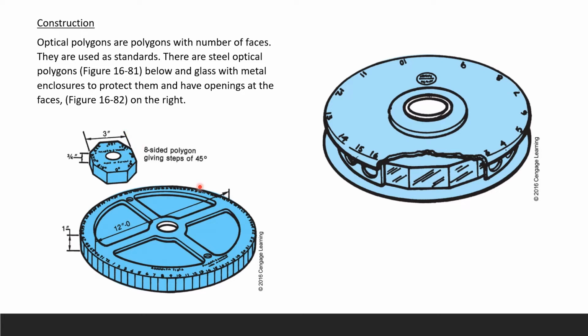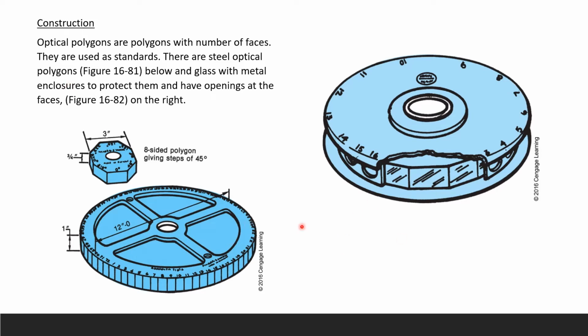Alright, so optical polygons, they're just polygons. And since they're polygons, they definitely have a number of faces. So that's your geometry review from middle school or high school, probably. And they're used as standards. So there are steel optical polygons below, and this one is glass with metal enclosures to protect them, and they have openings at the faces. Here they have openings right there.